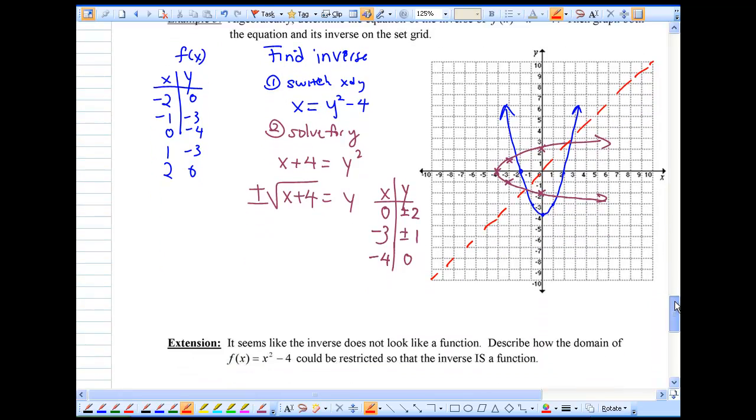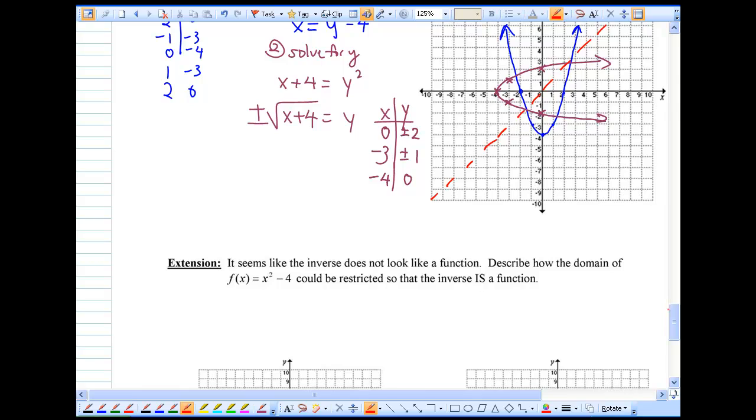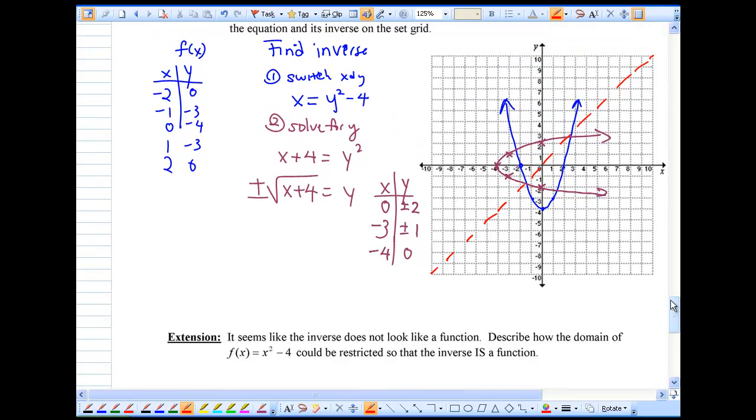Now, as one last thing for this section as an extension, it seems like the inverse, that's the graph in purple, doesn't really look like a function, does it? Well, my question to you is, how could I restrict the domain of the original function so that the inverse also becomes a function? Now remember, in order for something to be a function, it has to pass the vertical line test. It has to be where for each x value there is only one y value.